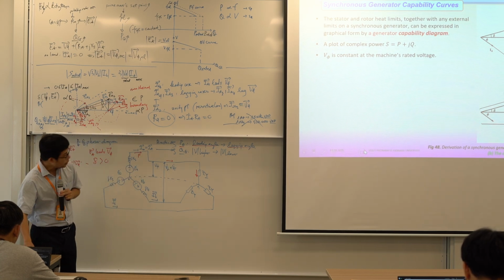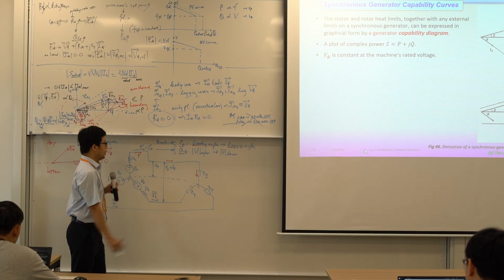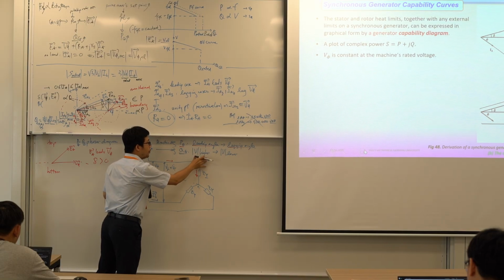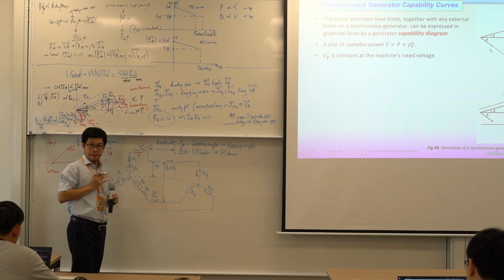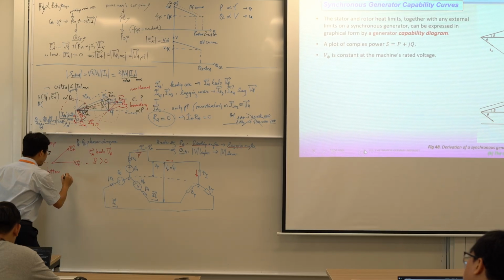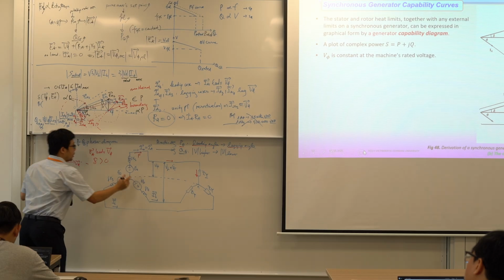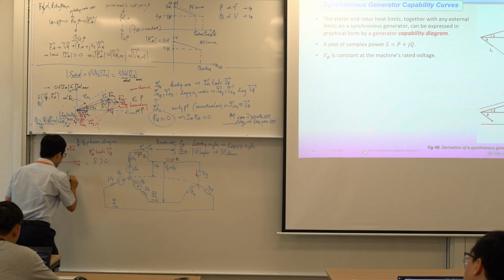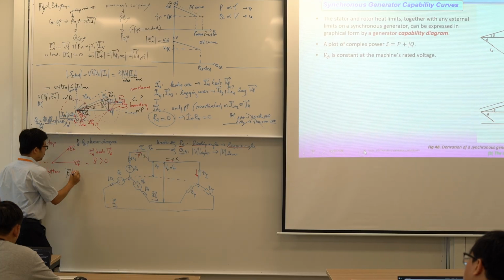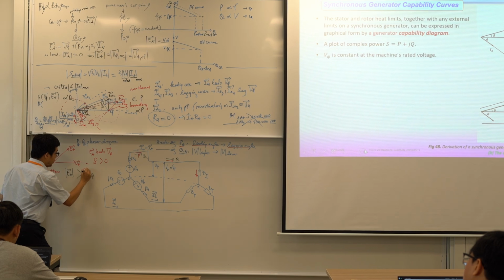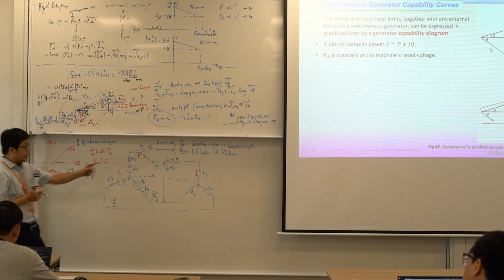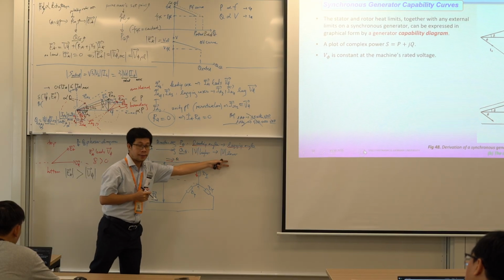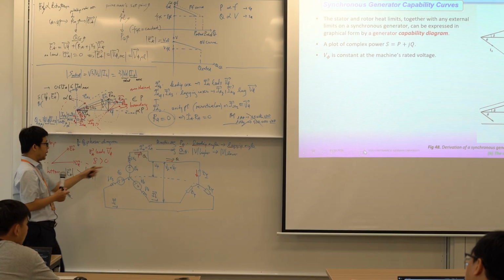Now, Q. QG will flow from the higher voltage to the lower voltage. So here is EA, here is V phase. If Q flows this way, we should make sure EA is higher than V phase. Because reactive power flows from the higher voltage to the lower voltage. So if this is satisfied, Q flows this way.